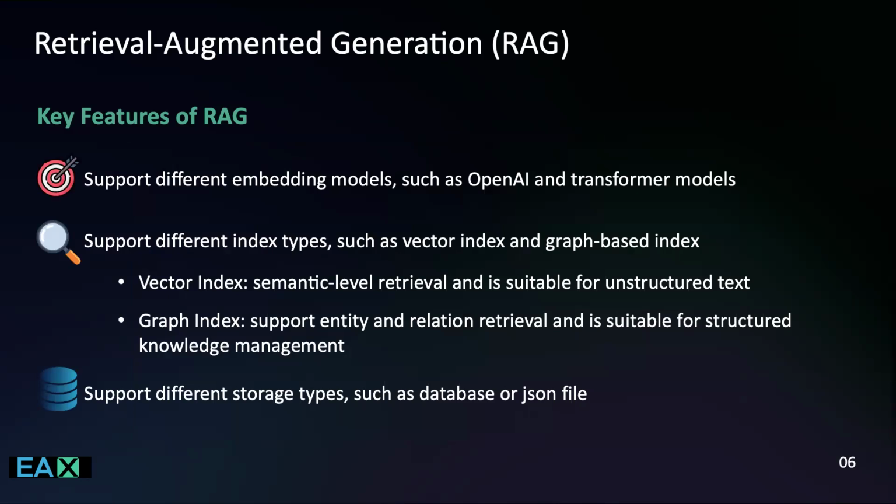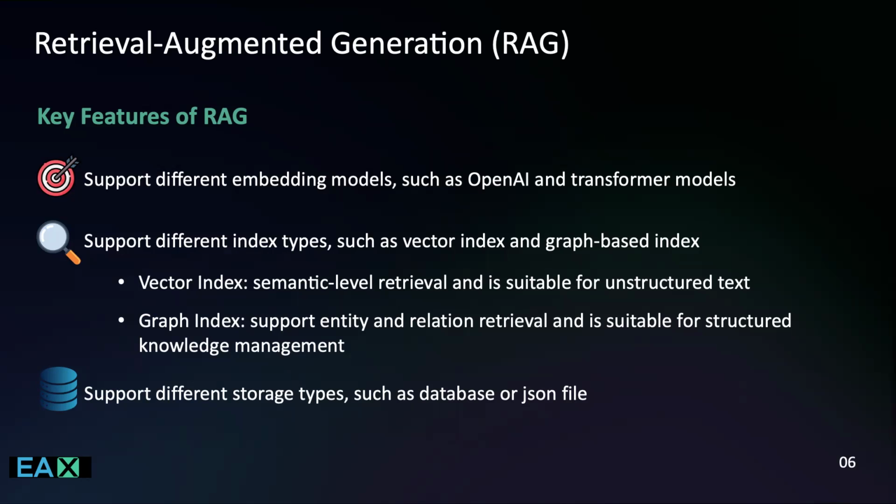Here are some key features of the RAG implementation in EvoAgentX. So first, our current implementation supports different embedding models, such as OpenAI embedding models, and also some embedding models from Hugging Face transformers, such as BGE or E5 models. We also support different index types. Currently, we support two types of index. The first one is the vector index, and the second is a graph-based index.